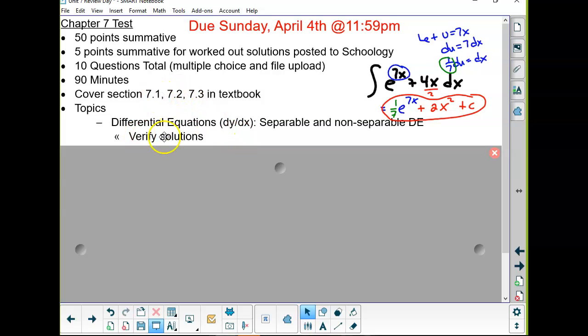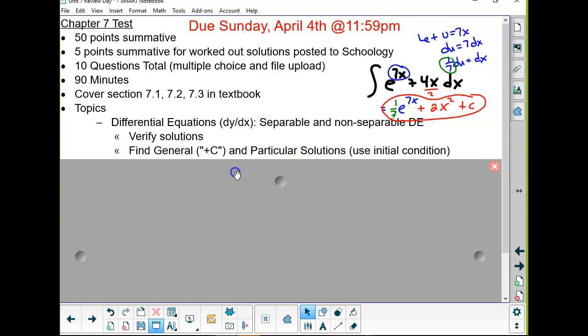Remember in section 7.1 we had to verify those solutions. So we said, here's the answer, can you make it look like that? And you just have to take the derivative and move it over so it looks like that. You should have that in your notes. You can go back.